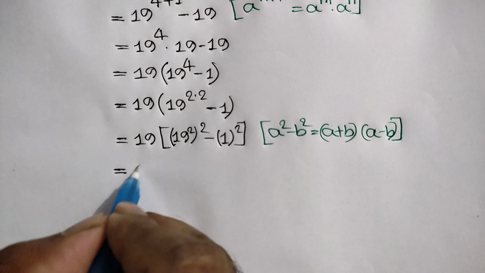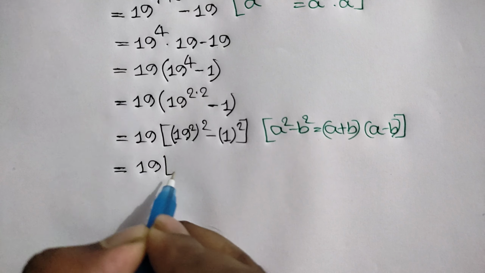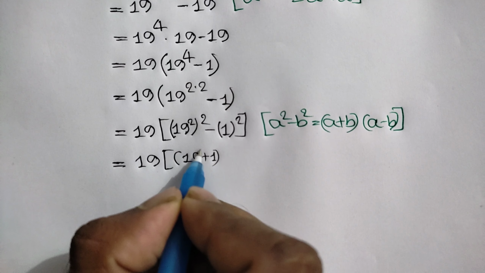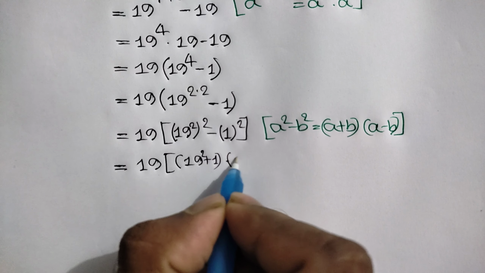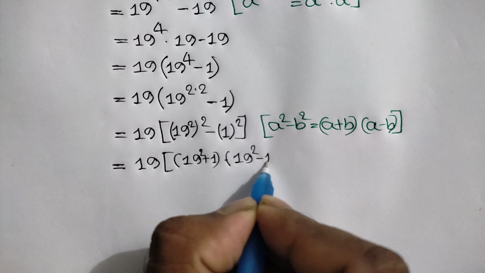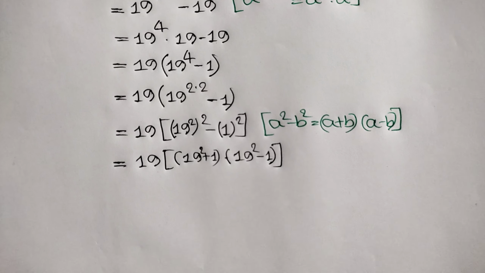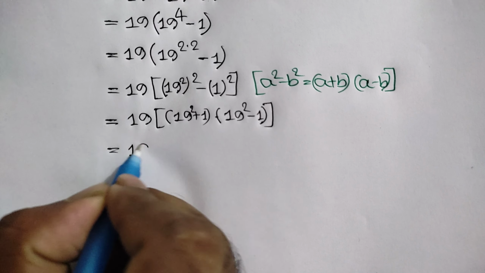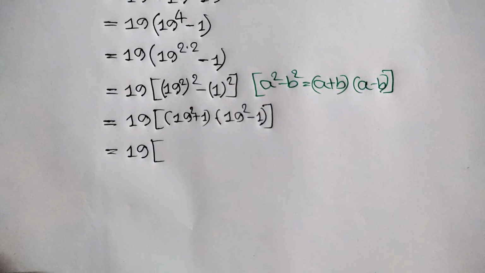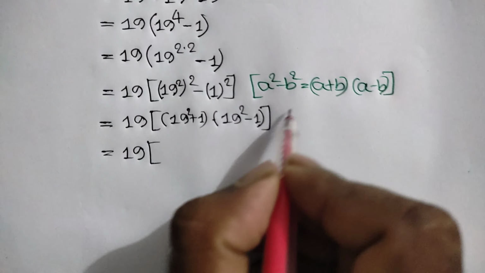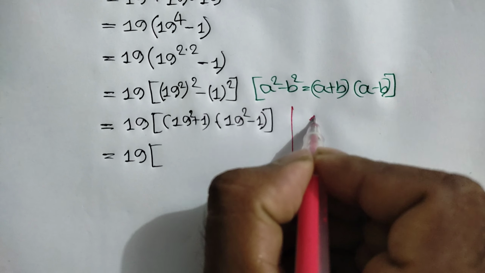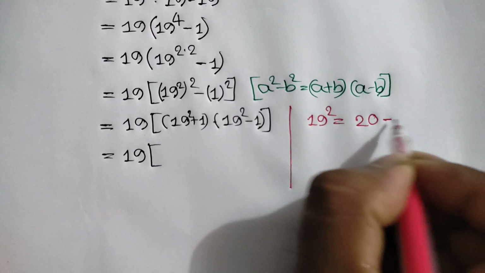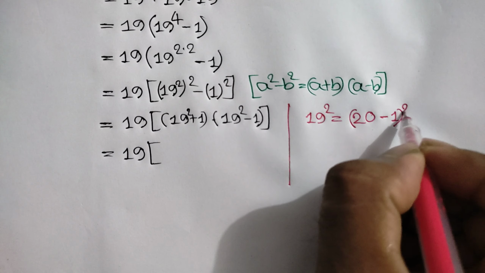Here we can write 19 times 19 square plus 1 times 19 square minus 1, is equal to 19 times, now 19 square can be written as 20 minus 1 whole square.